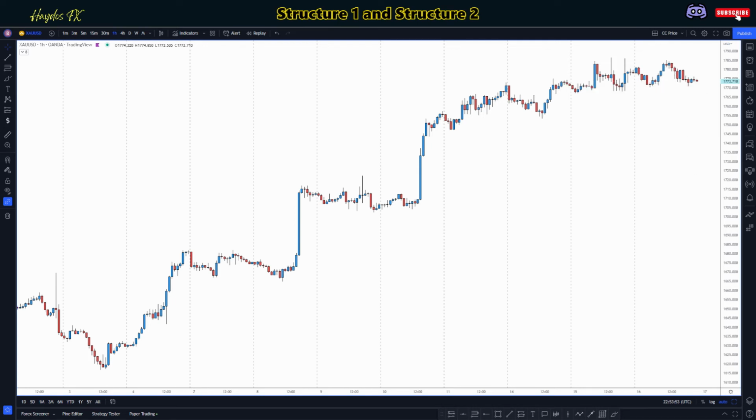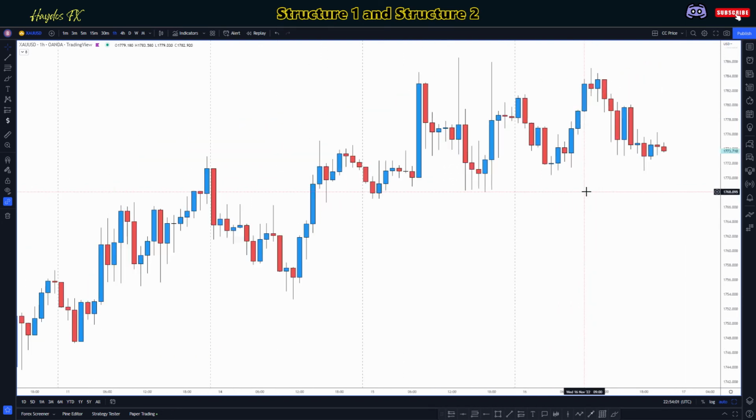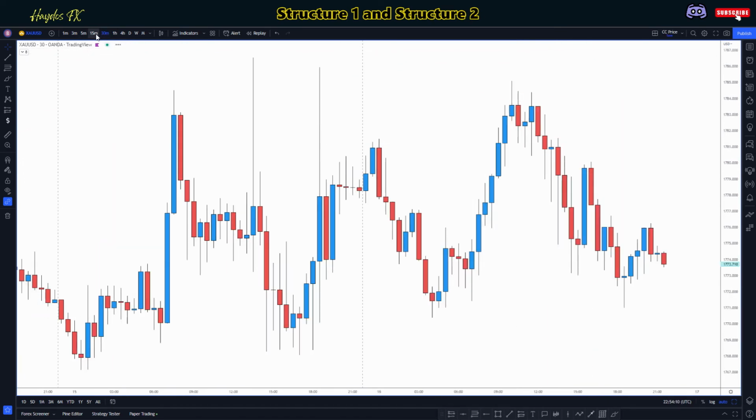Okay, so let's just break this down even further and say, well, how can I apply this to a lower time frame? Say I want to find a trade in here. There's going to be another video on this, or maybe there's another video by the time you watch this, but when I look at particular sessions, let's just look at this bullish run up.